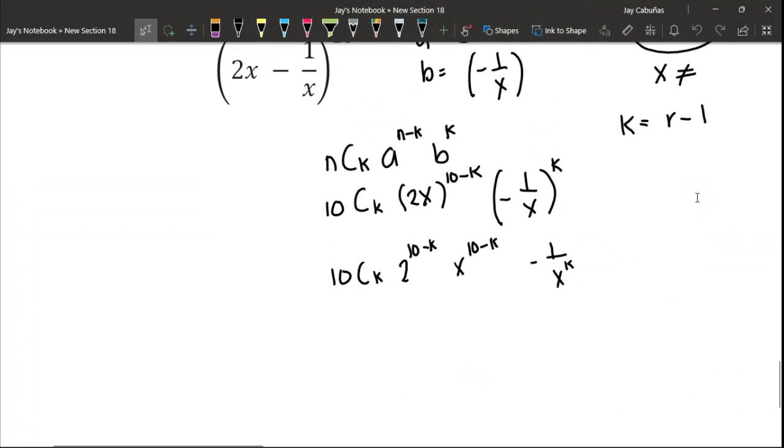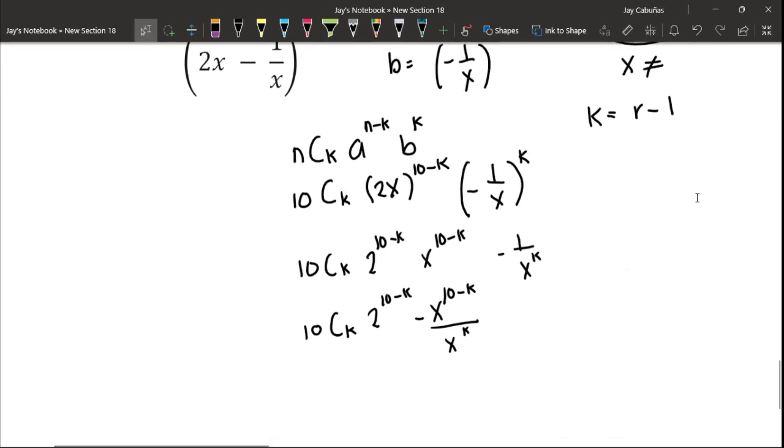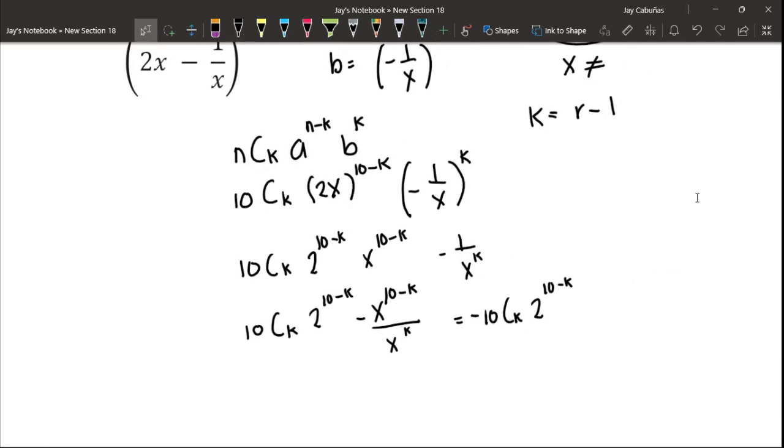So we can still simplify it by expressing it into a single x variable. We have 10Ck times 2 to the 10 minus k, and x to the 10 minus k divided by x raised to k. Now don't forget the negative sign here. Now take note, we can say that for 10Ck times 2 raised to 10 minus k, we can put the negative sign on the leftmost side of our equation. Then we have x raised to 10 minus k.